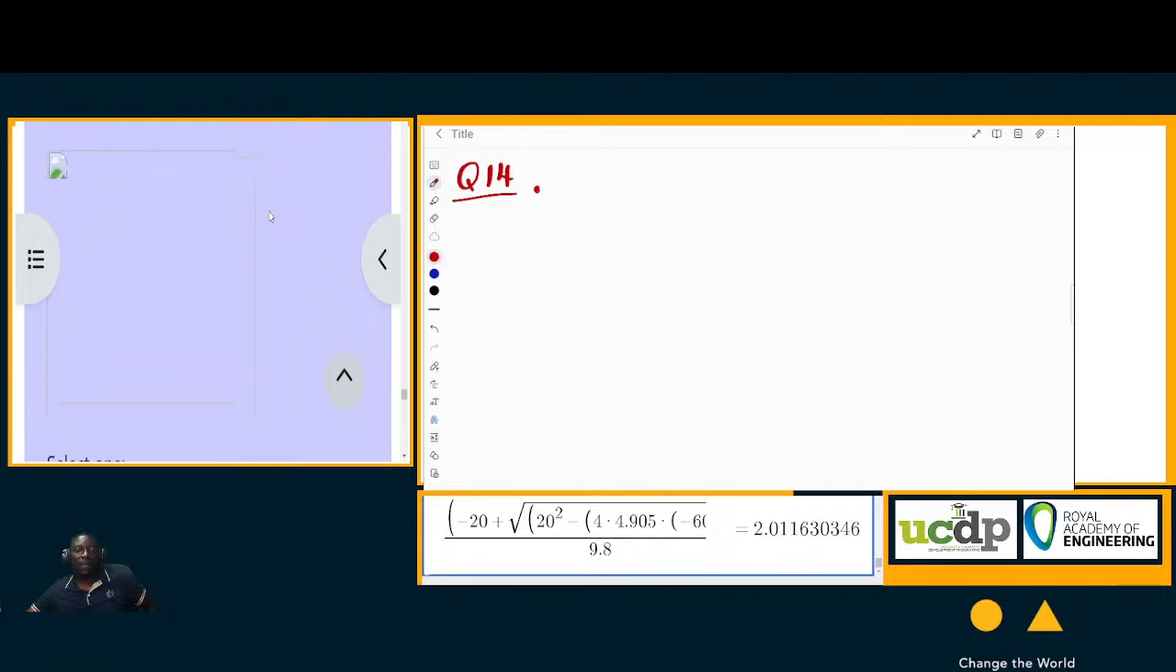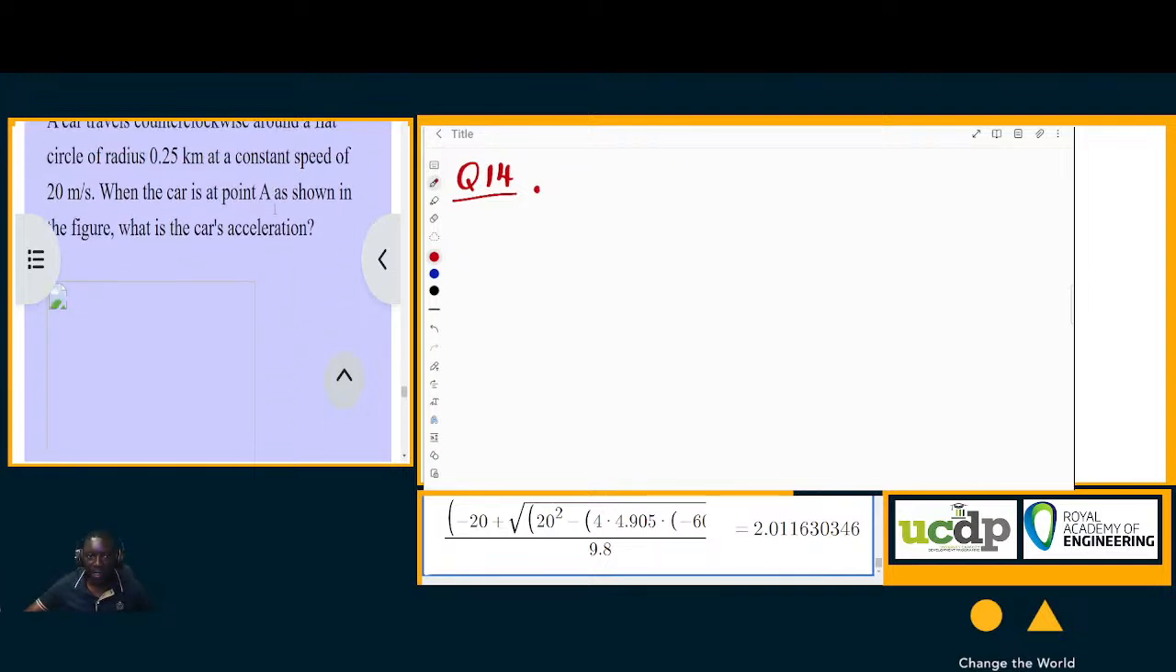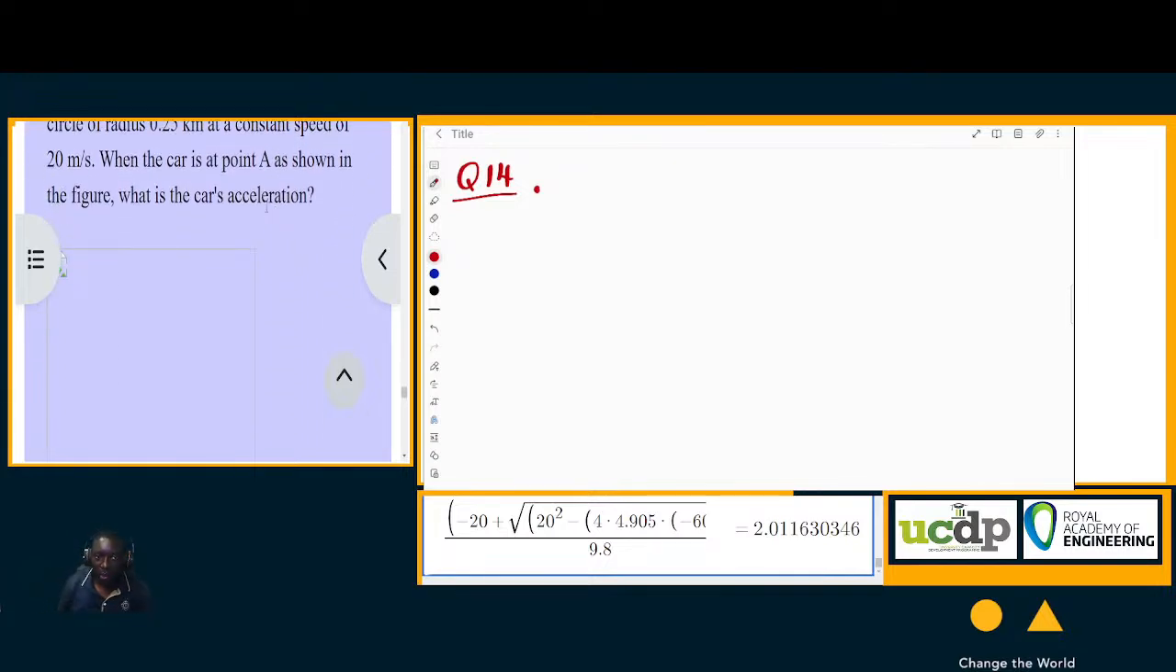I'll have to figure out what the question is all about. Counterclockwise is going in this direction. The radius is 0.25 kilometers, which is 250 meters, and a constant speed of 20 meters per second. So maybe let's start there.